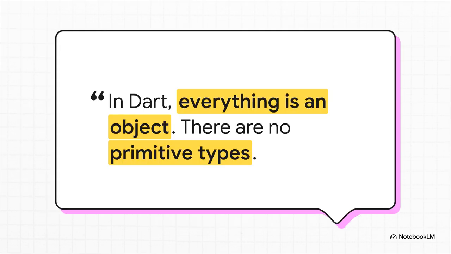And here's where Dart goes all in. In many other languages, you have these special low-level things called primitive types, like numbers and text. Not in Dart. No way. Here, the number 5, that's an object. The string of text, hello, that's an object too. Even a function itself is an object. This consistency is a superpower because it means everything in the language works in a predictable way.